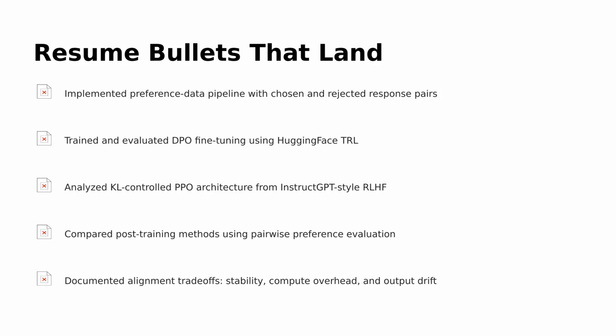Here are a few resume bullets that highlight the alignment work clearly. I built a preference data pipeline using chosen and rejected response pairs, then trained and evaluated DPO fine-tuning with Hugging Face TRL. I also studied KL-controlled PPO in the style of InstructGPT, compared post-training approaches with pairwise preference evaluation, and documented the practical trade-offs, especially around stability, compute cost, and output drift.